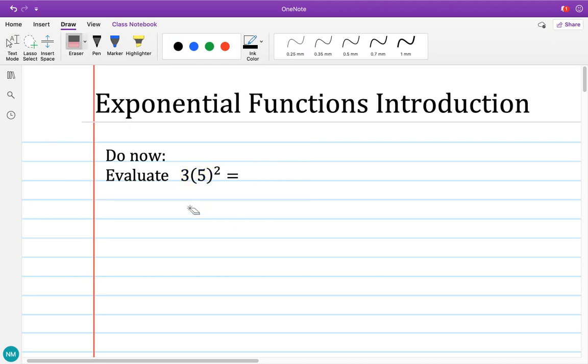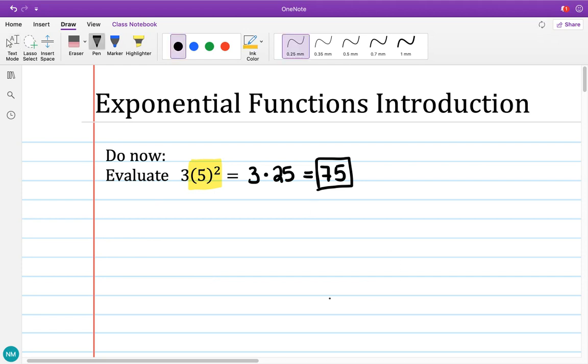However, this is not the case because from our order of operations, PEMDAS or GEMS, whatever you use, we know that exponents come first. So technically, this is what we are to do first. So the 3 stays, and 5 squared is what? 25. And then 3 times 25 is 75. So this is important to understand where exponents come in the order of operations here.